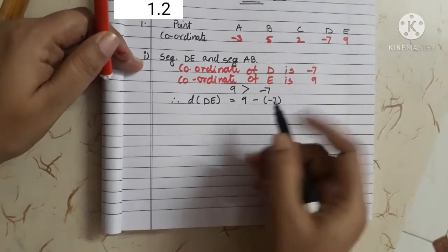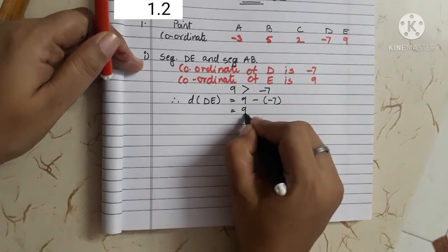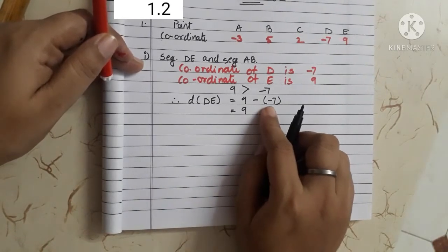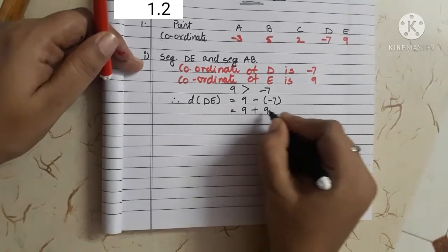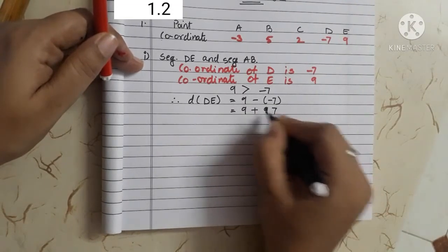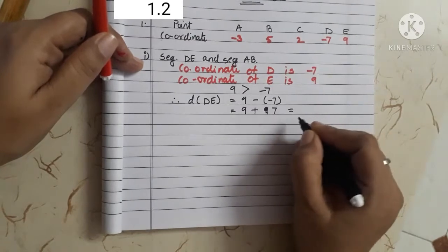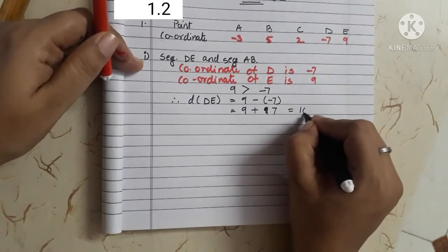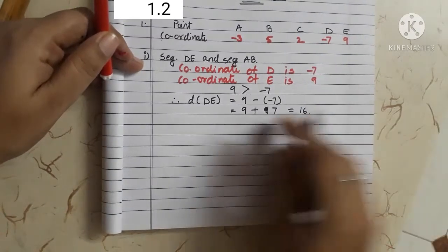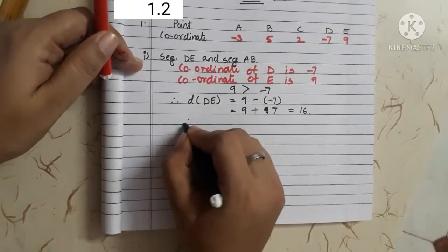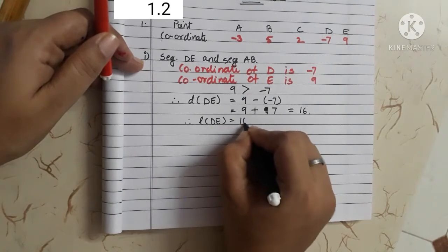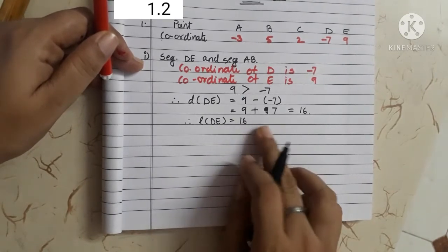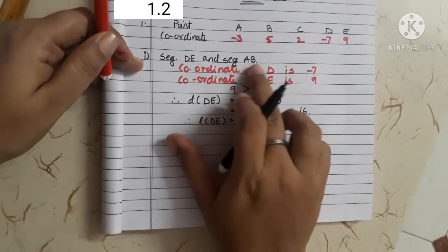Okay, don't do that. Now 9 minus minus is plus, children. Yes, so 9 plus 7, what you will get? Yes, so your answer is 16. Therefore, length of DE is equal to 16. Now in the same way I will find out AB also.